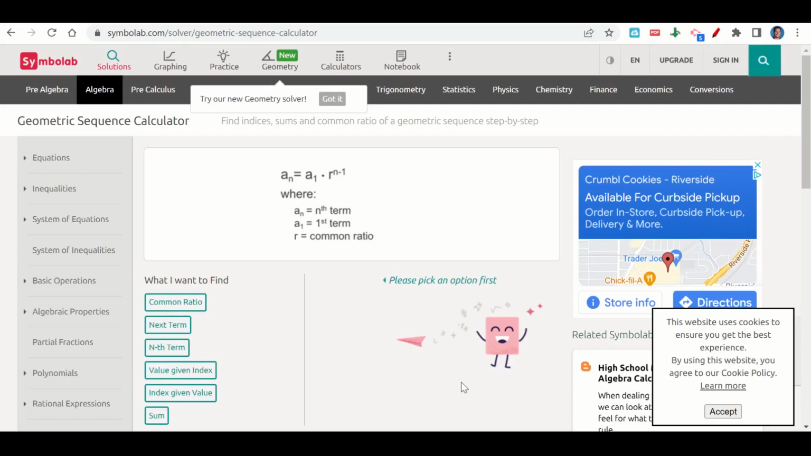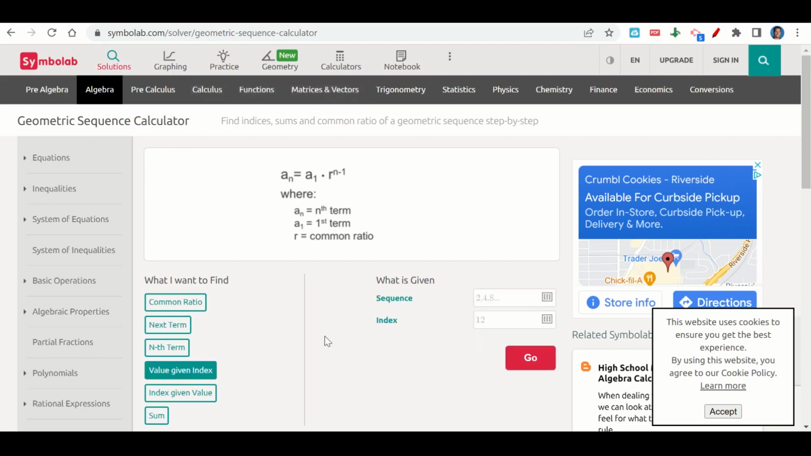Let's take a look now at how we can use Symbolab to check our work when trying to find a given term of a geometric sequence. So we're going to go to symbolab.com and then we're going to go to the Geometric Sequence Calculator. And then down here I'm going to go to the one that says Value Given Index. And we're going to enter our sequence. Now you may have the sequence been given to you as an equation. That's okay, just find the first 2 terms, that's all you really need. So let's say the first term was 4 and the second term was 18.